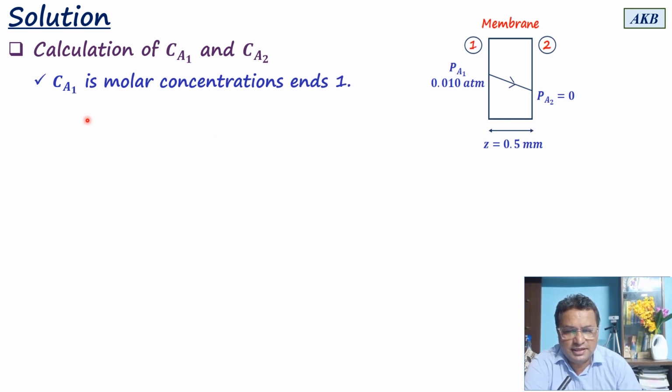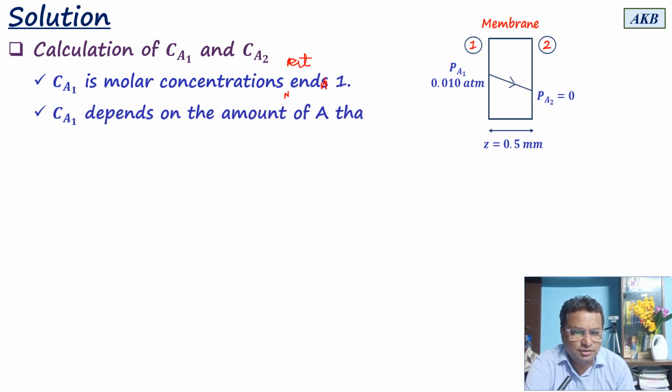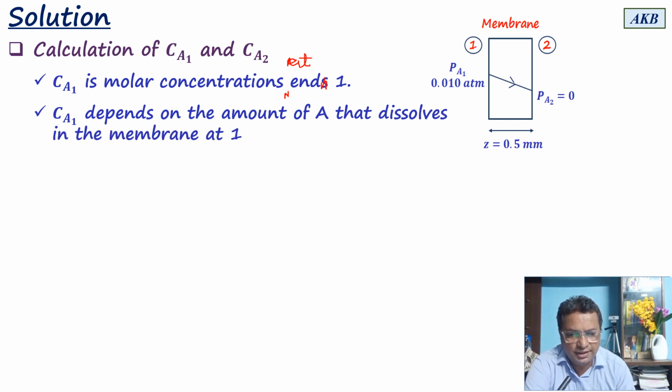Ca1, as I said, is the molar concentration at end 1. So please read it as the molar concentration at end 1. Ca1 depends on the amount of A that dissolves in the membrane at end 1. So Ca1 will be the concentration at this end, that means after H2 dissolves in the membrane.